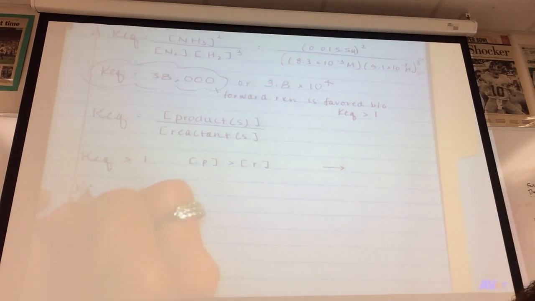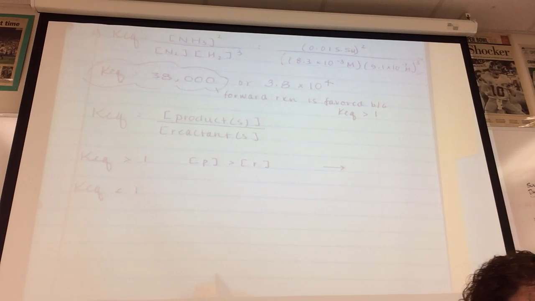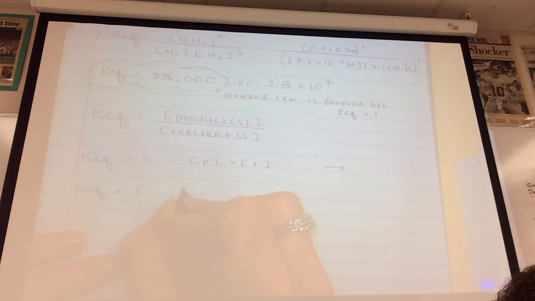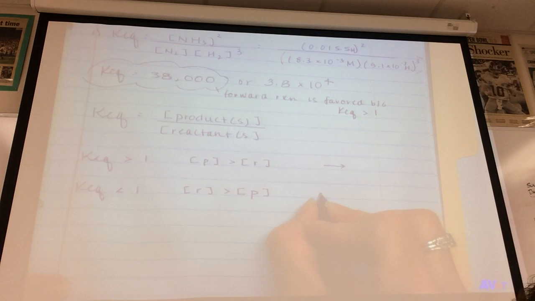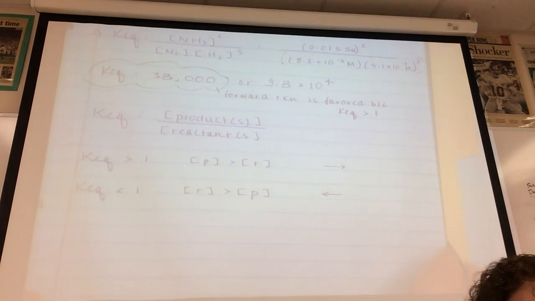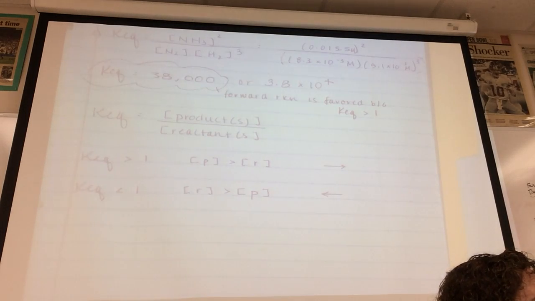Now if KEQ is less than 1, not negative, but rather times 10 to a negative exponent, then you'll see that reactant concentration is greater than product concentration because you'd get a fraction less than 1, so between 0 and 1. In this case, the reverse reaction is favored because you have more reactant than you do product.